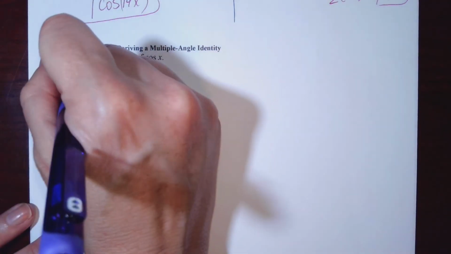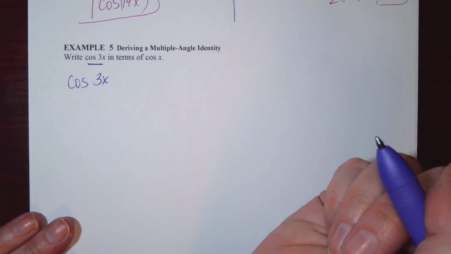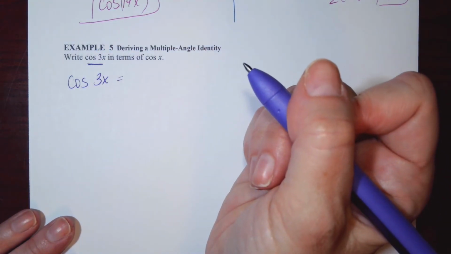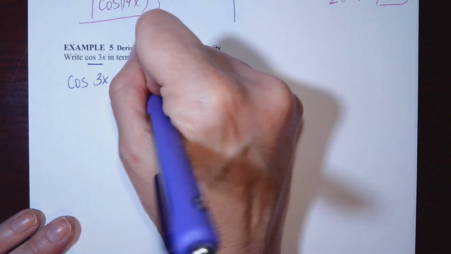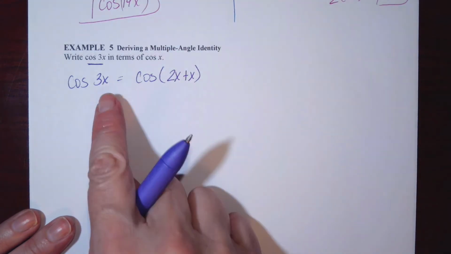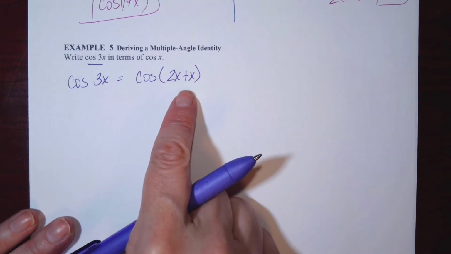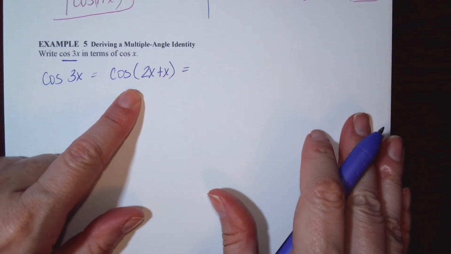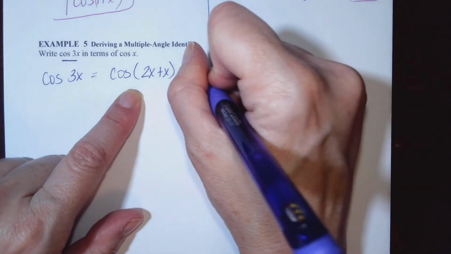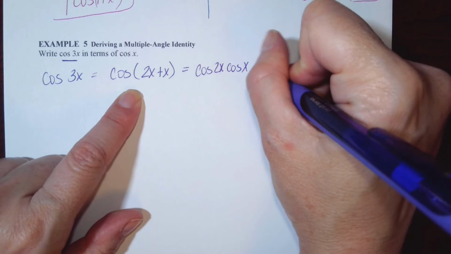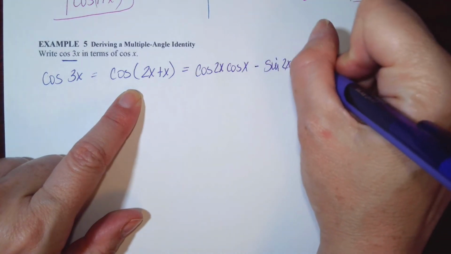Well, what is something that will help me to change this cosine 3x into terms I can work with? Well, 3x I could rewrite as 2x plus x. So let's do cosine of 2x plus x. 2x plus 1x is 3x, and this is a cosine sum identity. So let's use that. Cosine of the first, cosine of the second, minus sine of the first, sine of the second.